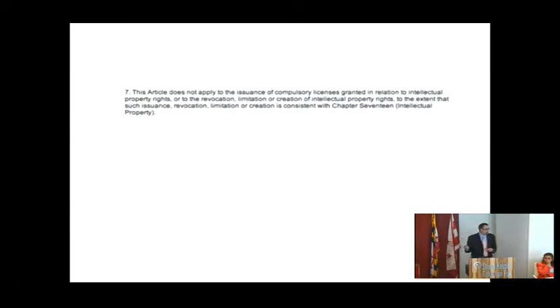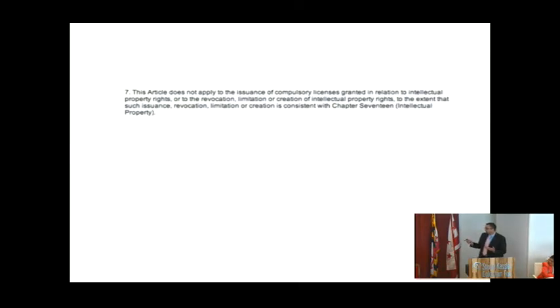So if you stop reading before the comma, it seems to fairly clearly carve out exactly this type of claim, that the adjustment of intellectual property rights by courts or legislature is not an expropriation under NAFTA, until you get to the sentence after the comma.